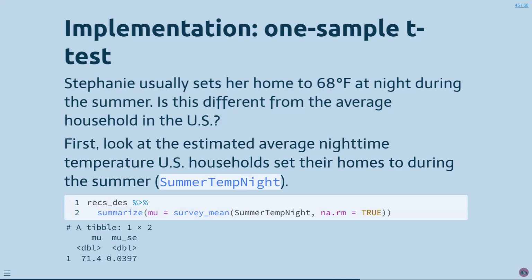0.0397. Now, I do want to point out here that we have not actually specified the variance type in the survey mean function here. And so when you don't specify the variance type, it defaults to standard error. So just keep that in mind, that you don't have to always specify it if you know you always want the standard error. Okay, so now that we know that the average US household temperature is 71.4, we then want to test to see whether or not this is different from Stephanie's 68 degrees.